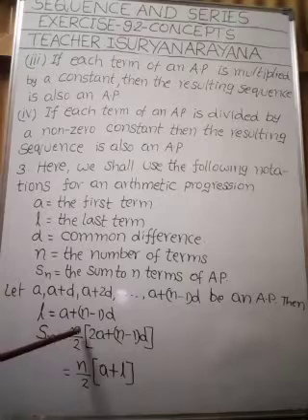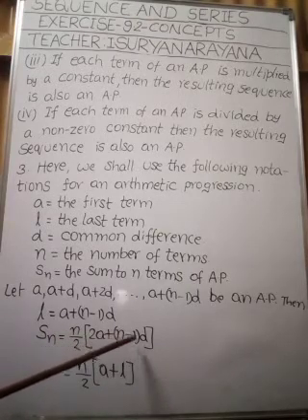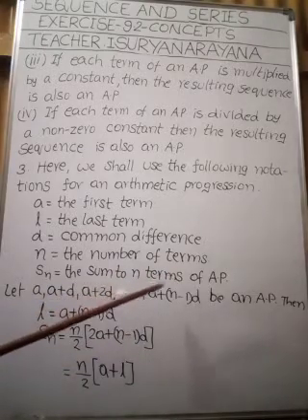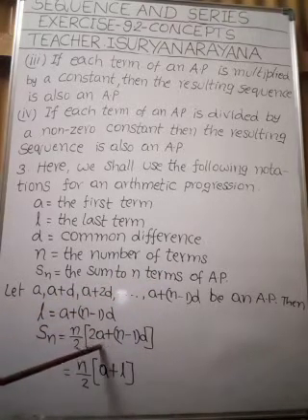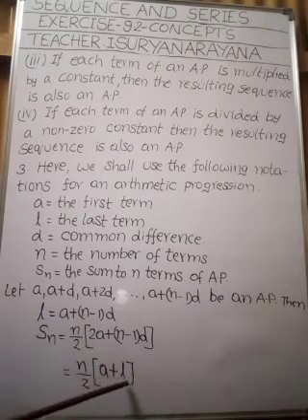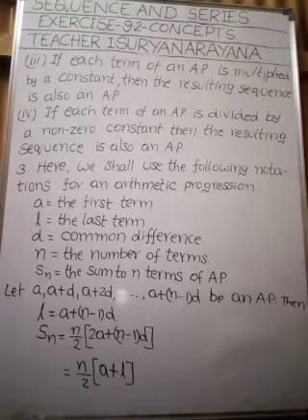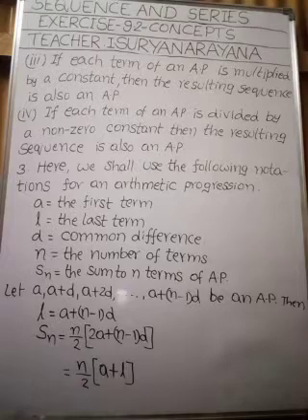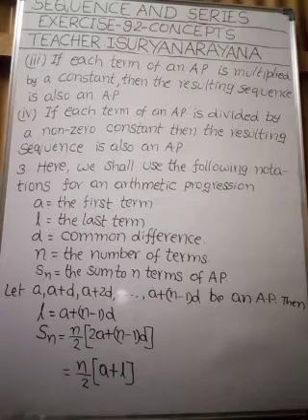That is equal to n by 2 of 2a plus n minus 1 into d. If you want to find the sum to n terms of an arithmetic progression, we can use this formula or this formula, that is equal to n by 2 into a plus l. Understood these points, my children? These are the points related to arithmetic progression, the concepts for the exercise 9.2. The concepts of exercise 9.2 are completed. Now let us start the sums in the exercise 9.2.